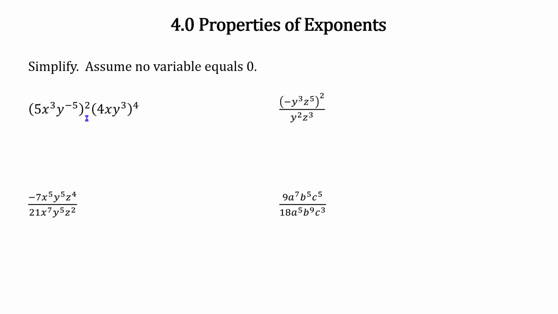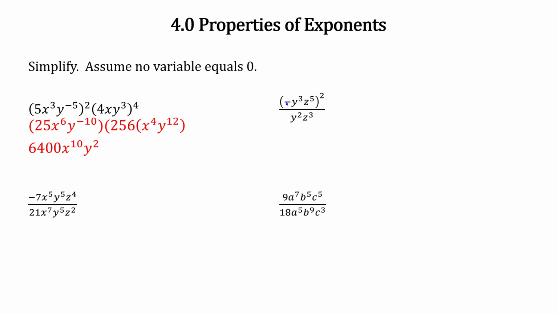Okay, big trick on this one up here. The 5 has to get the 2nd power. The 4 also has to get to the 4th power. So 25, x to the 6th, y to the negative 10. 4 to the 4th power is 256. I don't know why that parentheses is there, sorry. Okay, we'll come back to that in a second. All right, so 25 times 256 is 6,400. X to the 6 times x to the 4, you add the exponents, add negative 10 and 12, you get 2.